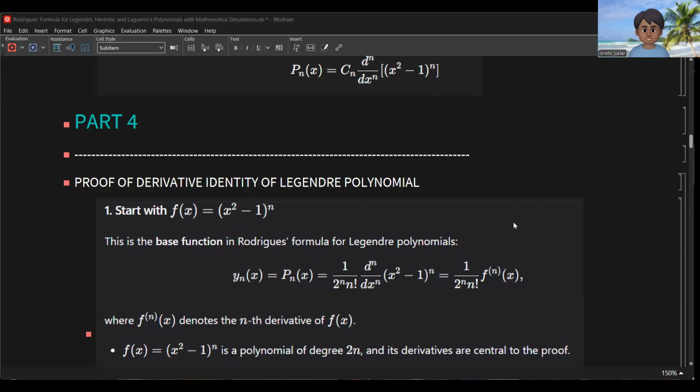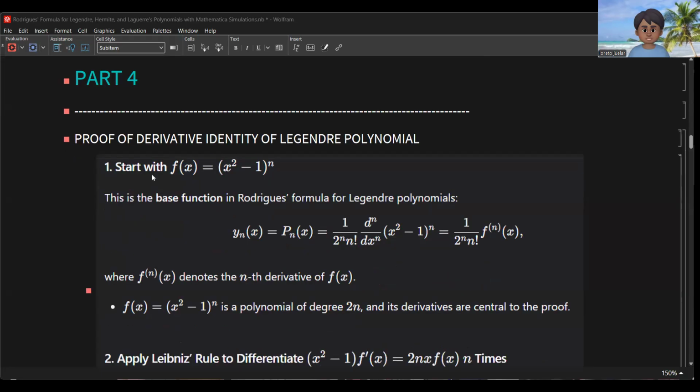So we are now in part 4 here. Part 4 is about the proof of the derivative identity of Legendre polynomials. We start with the given function f of x equal to x squared minus 1 raised to the n. This is the base function in the Rodrigues formula for Legendre polynomials. y of x equals P of x, which is equal to 1 over 2 to the n n factorial times the n-th derivative of f of x.